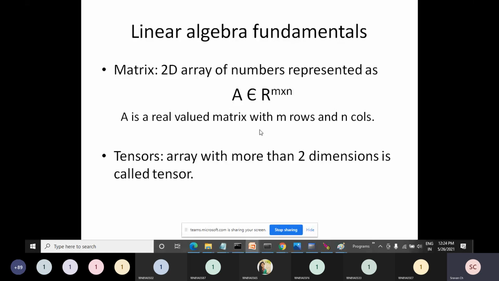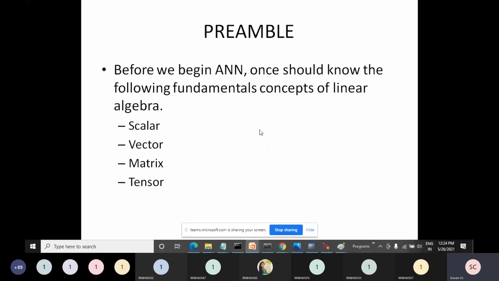So these are the four definitions we have seen, but beyond that, some other concepts of linear algebra are also important so that you can understand artificial neural networks. Before we move on to artificial neural networks, we will be discussing some more fundamentals of linear algebra. Then we will go for artificial neural networks.